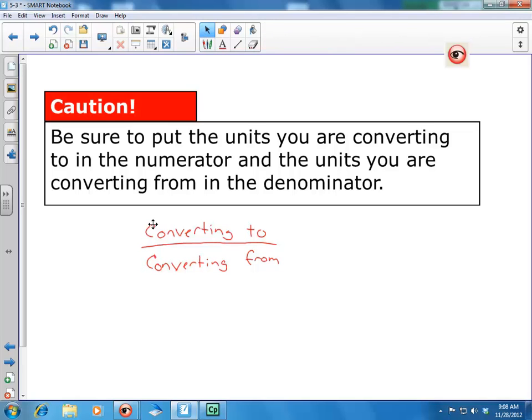Well, if you were converting feet to inches, you want to convert to inches, right? No, because you're converting to inches. You're going from feet to inches, right? Ask me the question like what you're talking about. Give me an example.